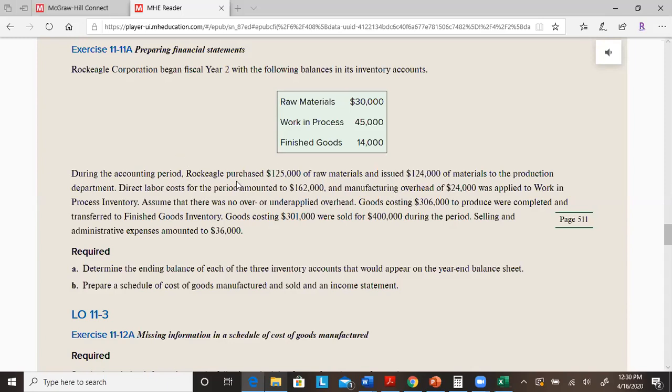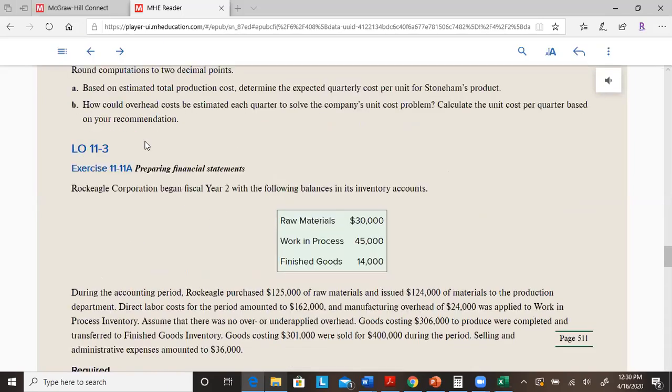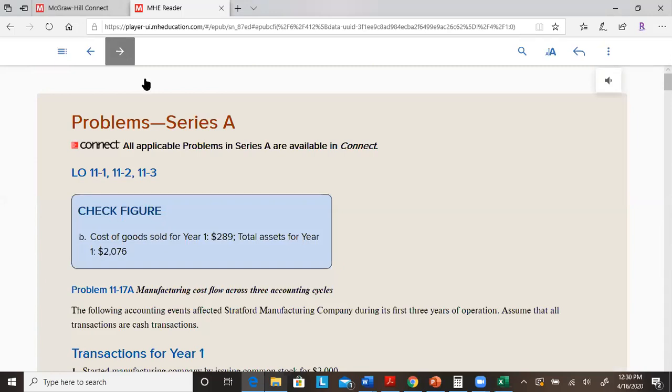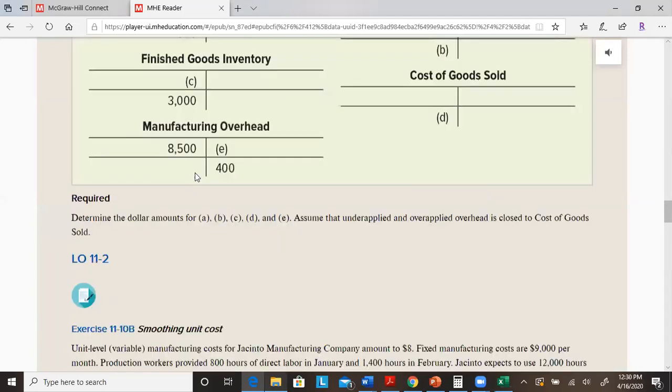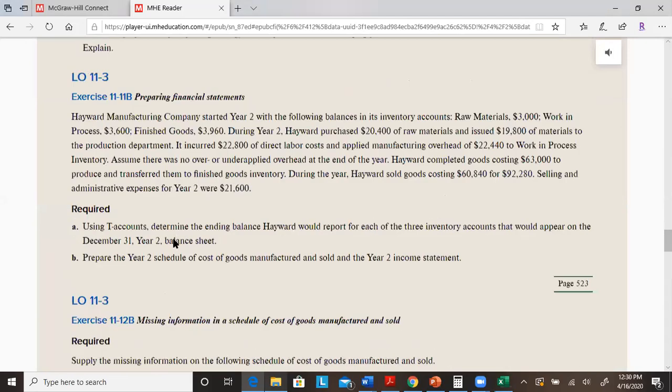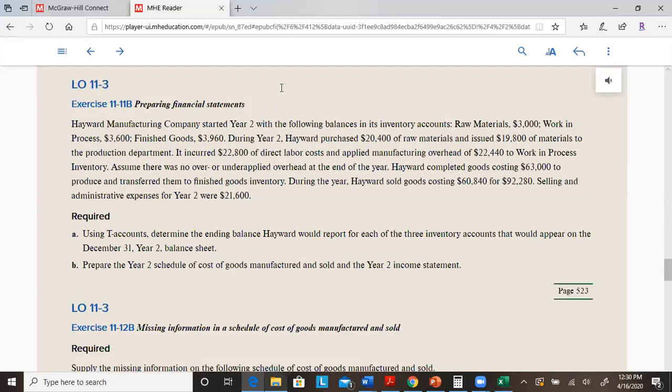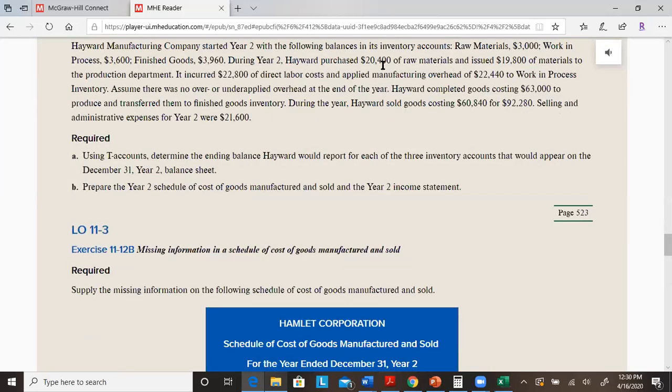Okay, so what I want you to do is go ahead and I will pull up exercise 1111B, and we'll just do the first part, and then we'll talk about putting it into financial statements. Okay, so I'm going to let you do this one. It just gives you, instead of doing a nice little table, raw material started out with 3,000, work in process started out with 3,600, and finished goods started out with 3,960. So go ahead and try to get your totals for each of the three accounts, and then we'll talk about how to put these into a cost of goods sold financial statement. I'll give you a few minutes.